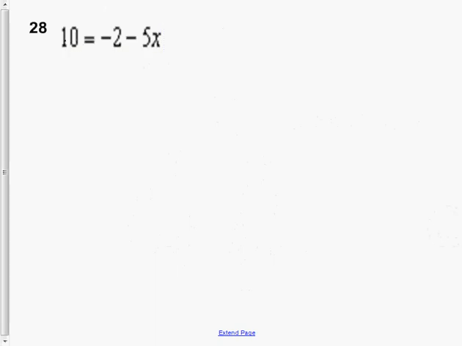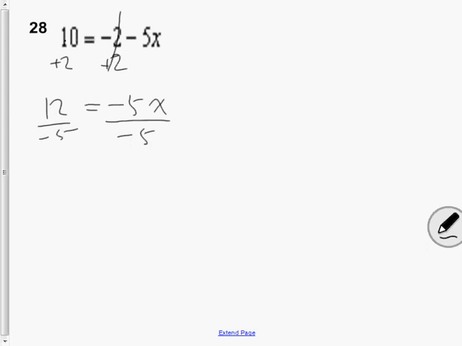Question 28. It's just a simple algebra question. Get rid of your constant first by doing the opposite of whatever the constant is. So in this case, add 2. Don't forget your negative symbol stays there. Divide both sides by your coefficient, and you get x equals negative 2.4.